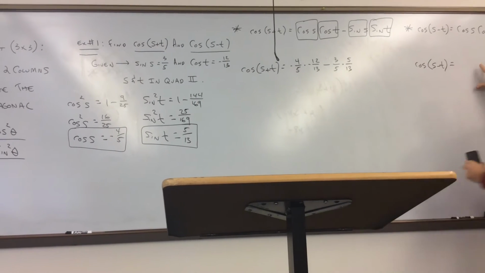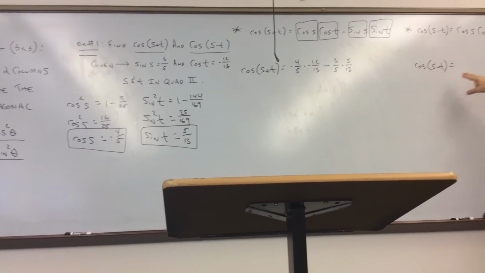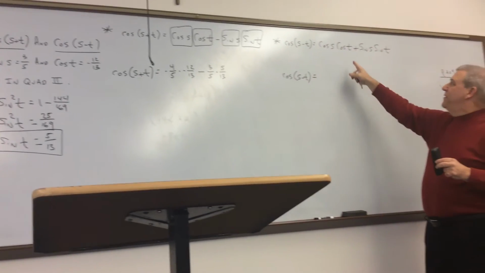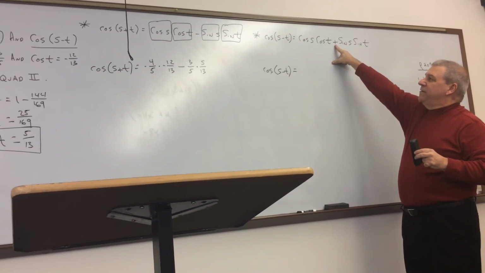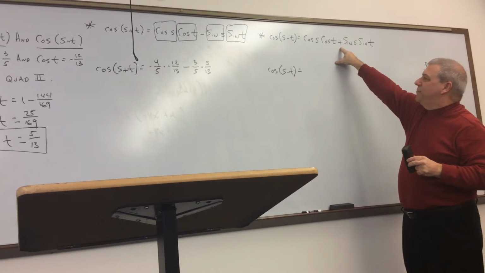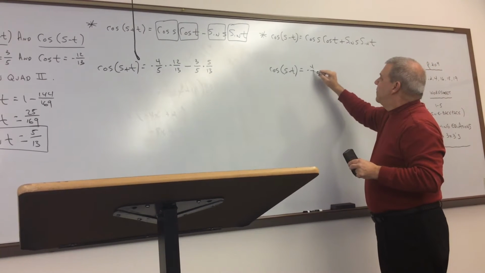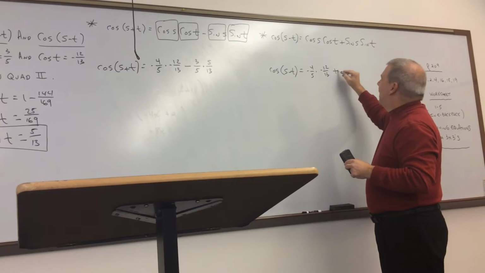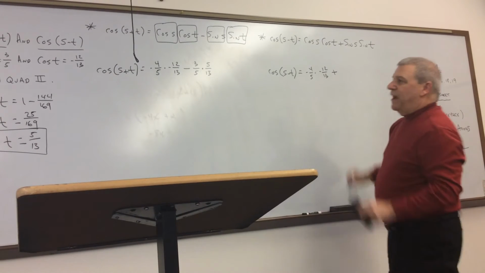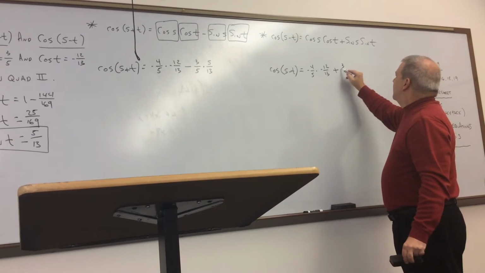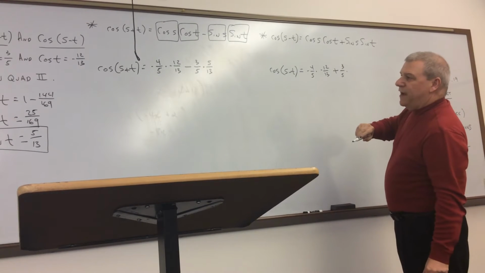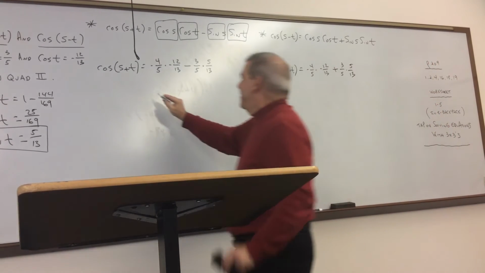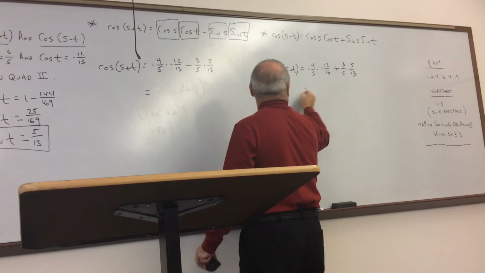Now, when you go over here, these are all gonna be the same substitutions. What's the only thing that's gonna be different? That's a plus there. You see the only difference in the formulas? This one's a plus. So this is gonna be negative 4/5 times negative 12/13 plus sine of s is 3/5 times the sine of t is 5/13. Now, the rest of this is just all basic simplifying.